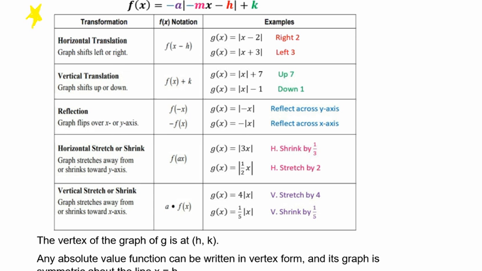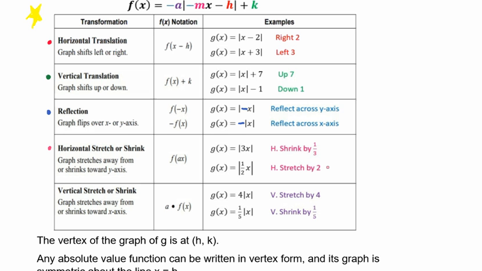It talks about horizontal translations. It talks about vertical translations and what it looks like when it moves up or down. It talks about reflections across the x and the y axis and where that negative sign is, either on the inside or the outside.